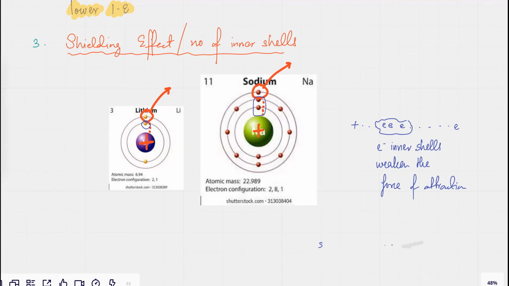So you had this outer electron and you had this nucleus, right? And there were these inner shell electrons, like you had lots of inner shells. So what would those inner shells do? They would decrease the force of attraction for this outer electron. Is this point clear?